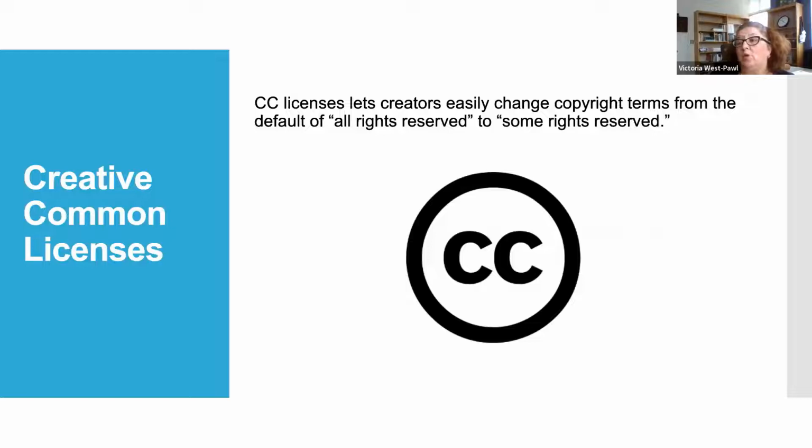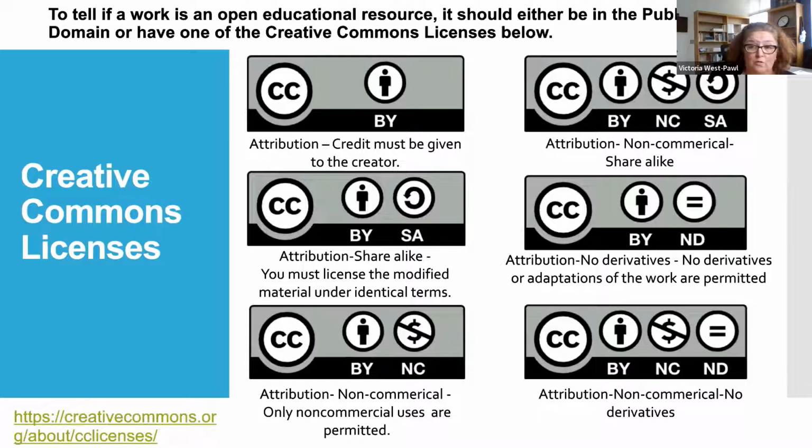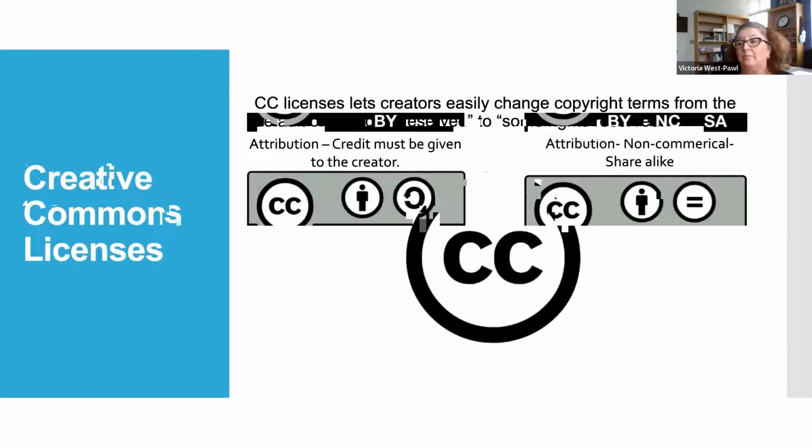So the Creative Commons license, and that's what you'll see, that CC symbol with the circle around it, means Creative Commons anytime you see that on material. And the CC licenses let creators easily change copyright terms from the default of all rights reserved to some rights reserved.